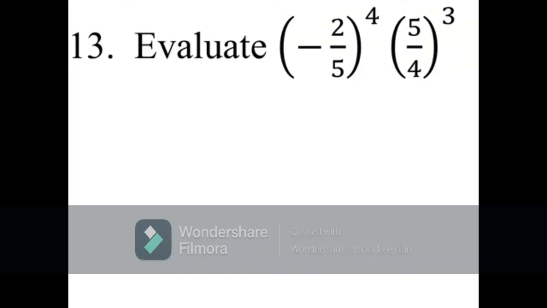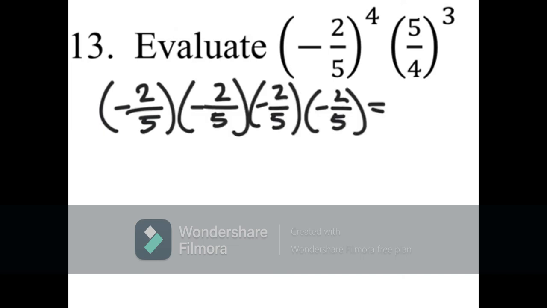And that's good, actually, because if we were to add this, we'd get some pretty big numbers. And that's no good. So, by the order of operations, we've got to do the exponents first. So, if we look at this negative 2 over 5, we have that 4 times. And in this case, we have 4 negatives. 4 is even, so we know our answer is positive. We don't even have to worry about the negatives then.